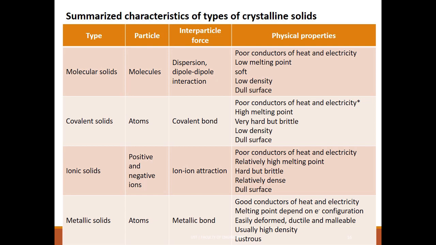Here is a summary of the characteristics of the different types of crystalline solids, particularly their differences in the constituent particles, the interparticle force, and the general physical properties. Of course, many exceptions exist. For example, we have graphite, which, despite being a covalent solid, is a poor conductor of heat and electricity, though it has a relatively high electrical conductivity within the carbon planes. And diamond has the highest thermal conductivity of any known substance.